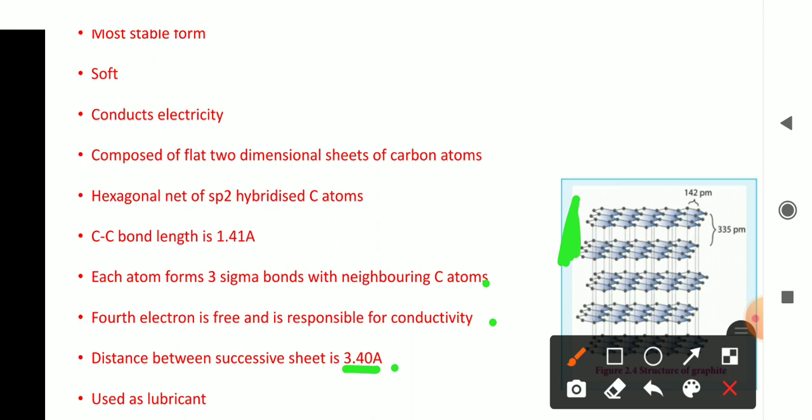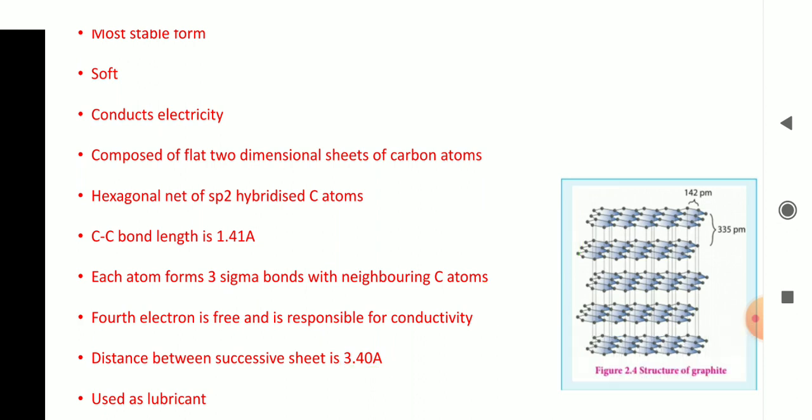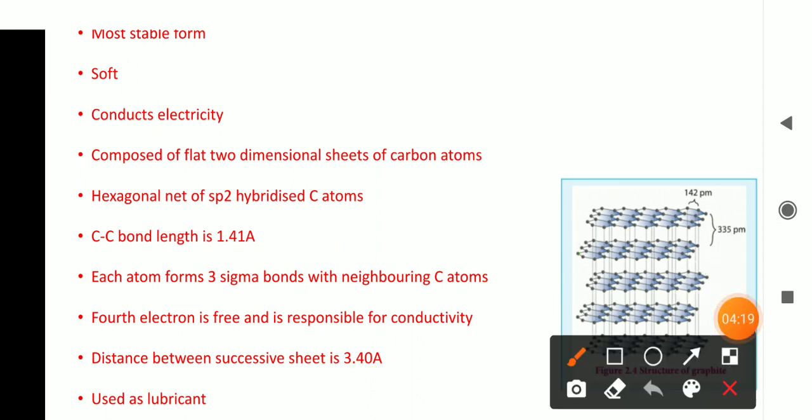So what information have we studied about graphite? It is the most stable form of carbon. It is soft. It conducts electricity. It is composed of flat two-dimensional sheets of carbon atoms. It has a hexagonal net of sp2 hybridized carbon atoms. The carbon-carbon bond length is 1.41 Angstrom. Each atom forms 3 sigma bonds with neighboring carbon atoms. The 4th electron is free and it is responsible for conductivity. Each sheet is separated by a distance of 3.40 Angstrom. And finally, it is used as a lubricant.